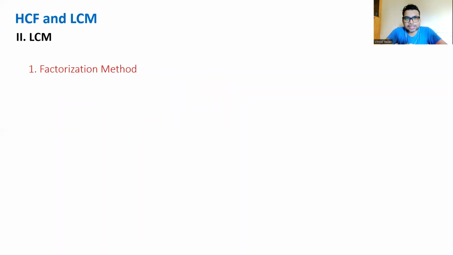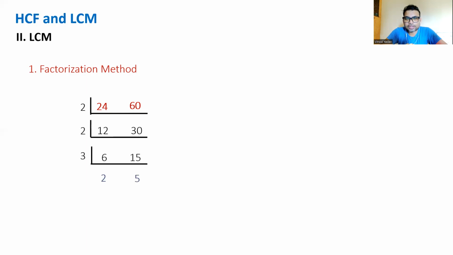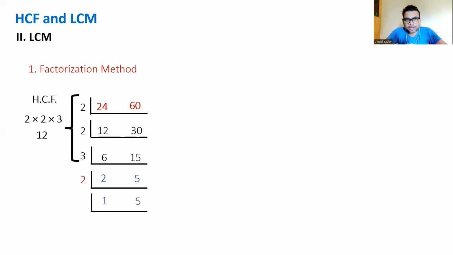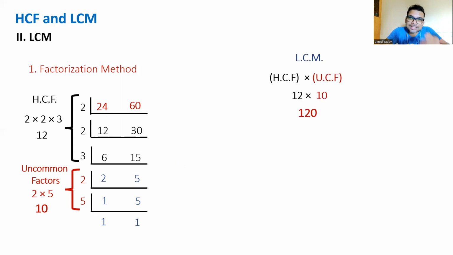How to find the LCM? Again, first was the factorization method. We chose 2, we chose 2, we chose 3. Now don't stop. Keep going ahead. Yes, now 2. This was the HCF, right? So 2 ones are 2, and keep 5 as it is, then 5 ones are 5. So at the end you got 1 and 1, then you can stop. These are also called uncommon factors. So LCM is basically HCF into UCF. HCF was 12, UCF was 10. UCF is uncommon factor. So 12 into 10, 120.